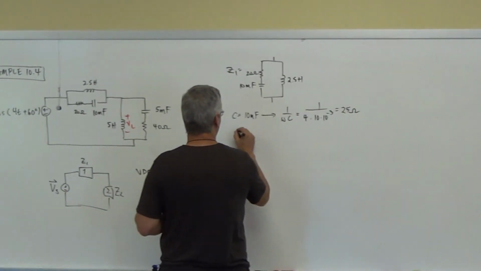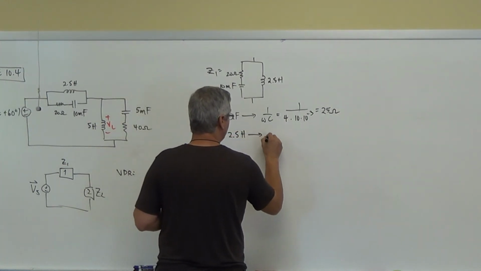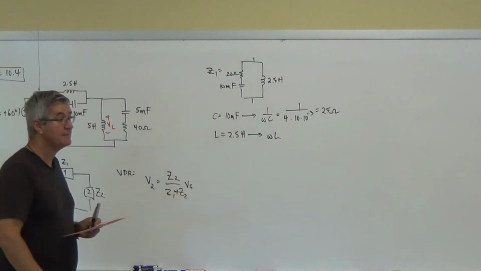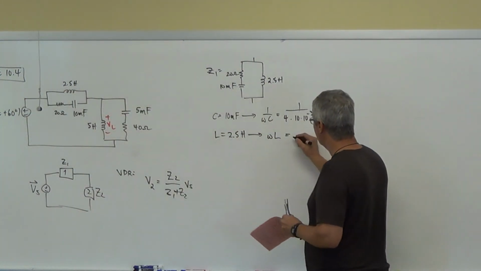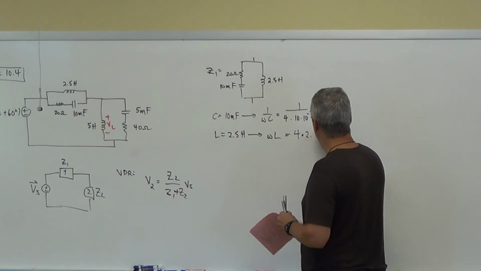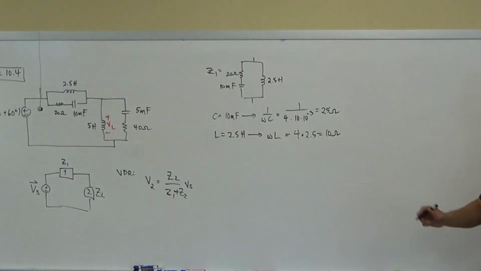Okay? And if I look at the inductor, this guy here, it's got to be omega L. So it's got to be omega is 4 times 2.5, which should give me 10. Am I always going to give you nice numbers like that? Absolutely. I will try to give you the nicest possible numbers that I can.